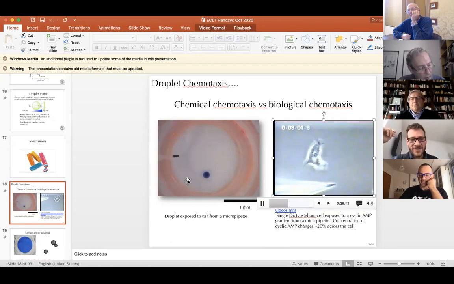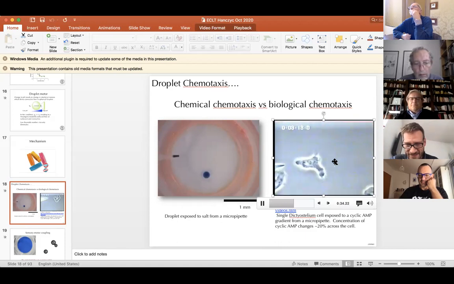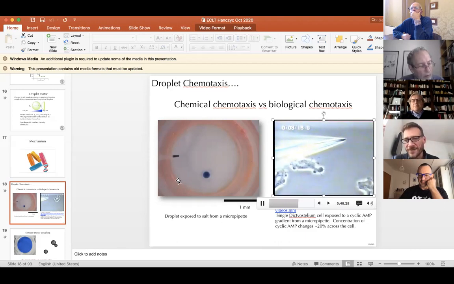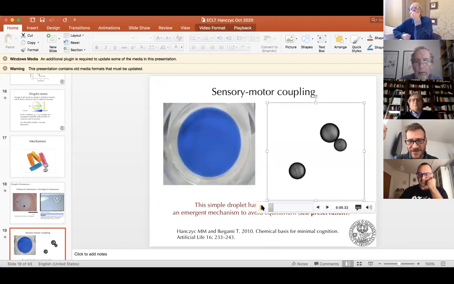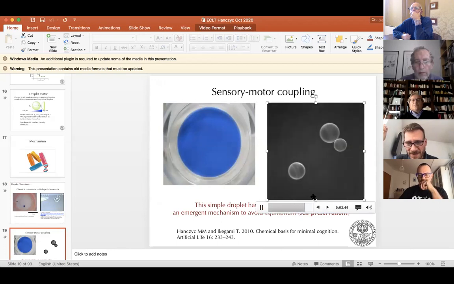So that's what we're demonstrating, but with a very, very simple system that doesn't involve proteins, for example. So this kind of cytoskeleton stuff with dictyostelium is very complicated biochemistry. And our droplets are pretty simple fluid dynamical systems, basically. So there's our self-moving droplet. And this shows a little bit of, you can maybe see the convective cells with this.